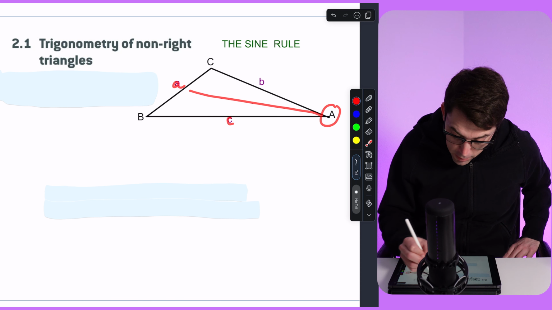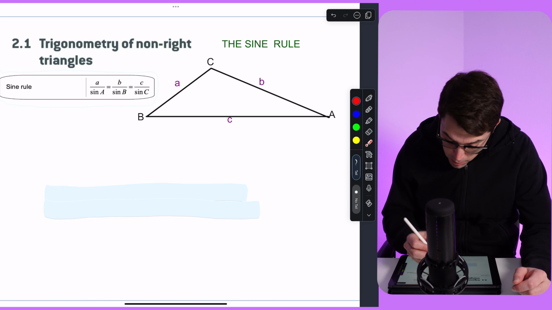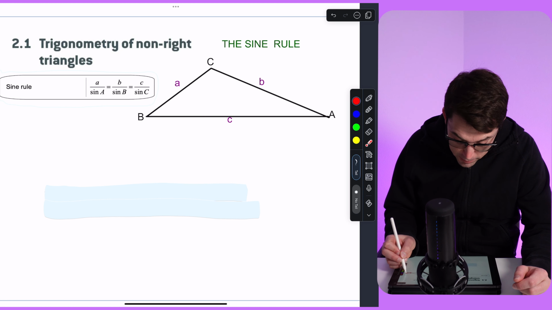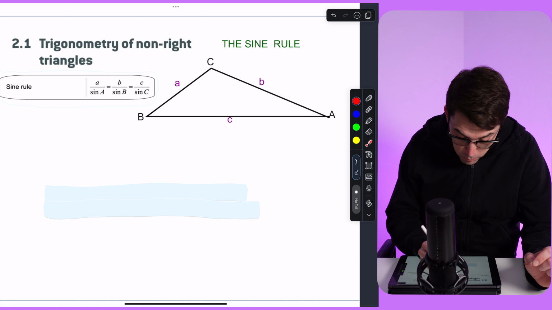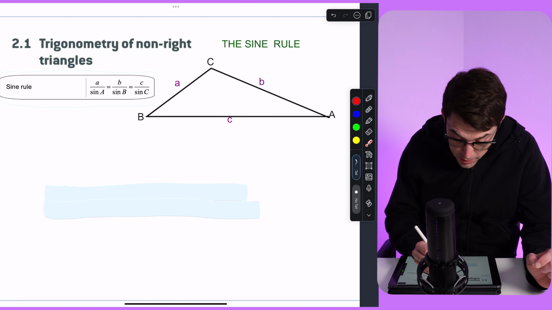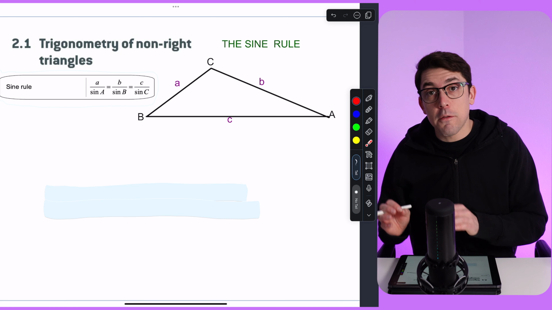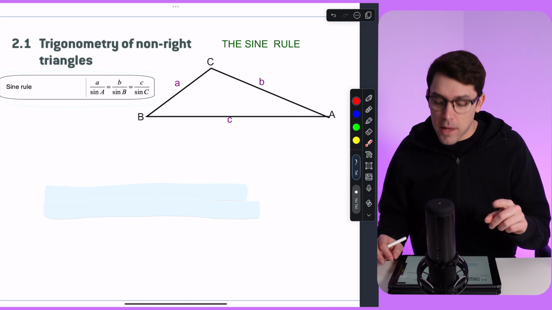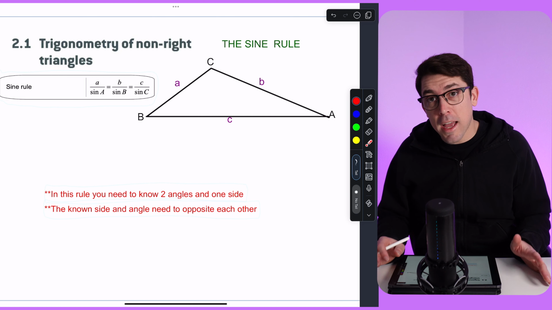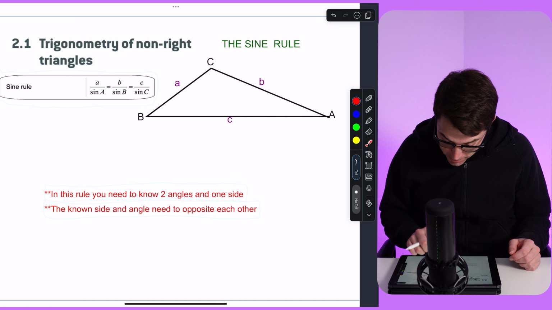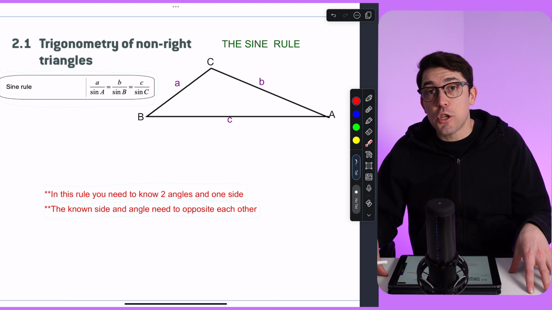That's going to be very important to remember, because what the sine rule tells us is that if you take the ratio of the side and the sine of the corresponding angle, and you equate that to one of the others, whether it be B or C, as long as you know two out of those three variables, you can rearrange it and solve for your unknown variable. So when you are using the sine rule, you're going to want to use two angles and one side. And the known side and angle need to be opposite each other, as we just discussed.